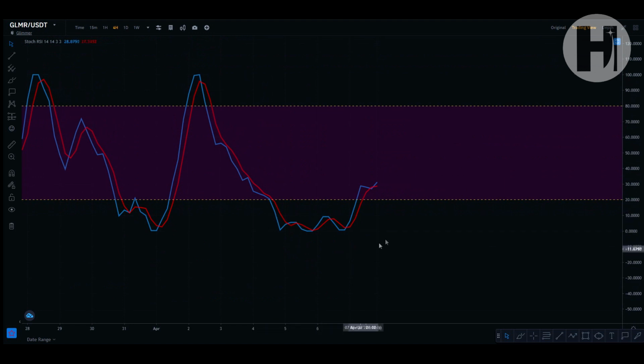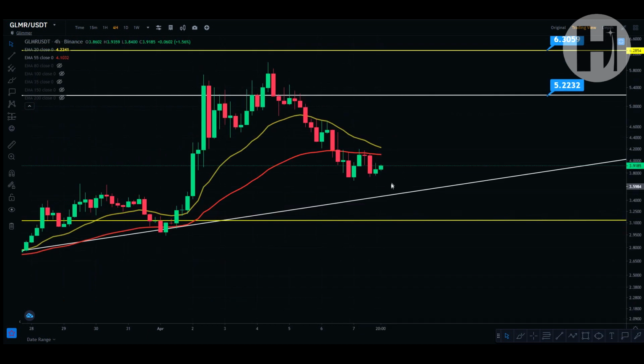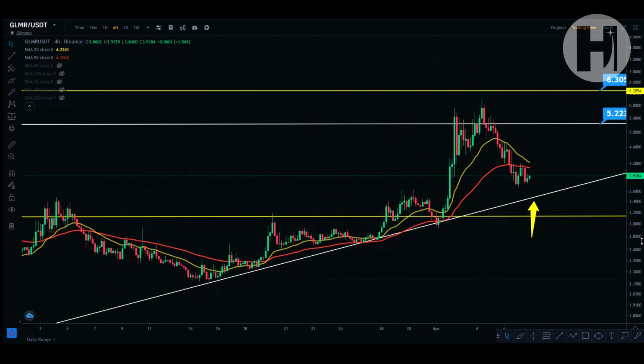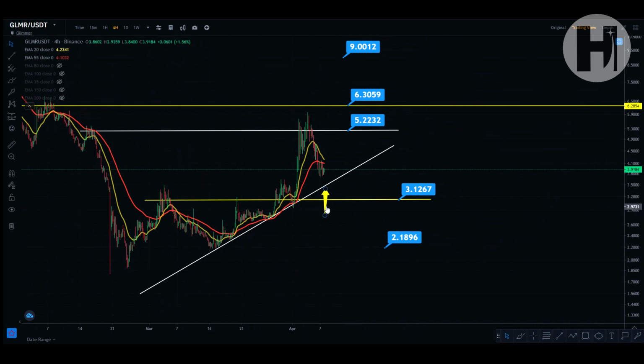So the 4-hourly stochastic was in the oversold here for quite some time, for multiple days, and right now we're recovering from that area. So potentially right now it's a great entry point for GLMR. Also potentially have some buy orders at this white trend line, which is the support trend line of the ascending triangle. So yeah, keep an eye on all of these levels, guys.